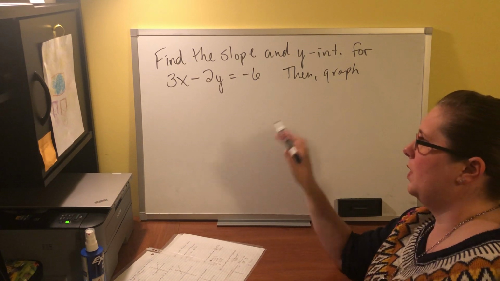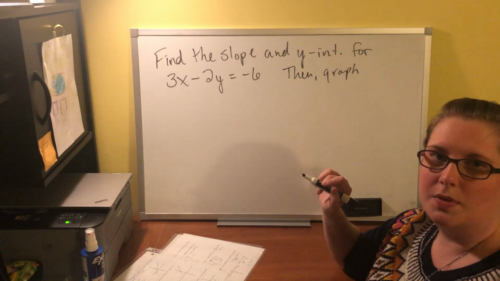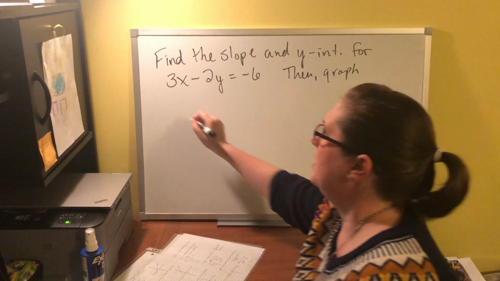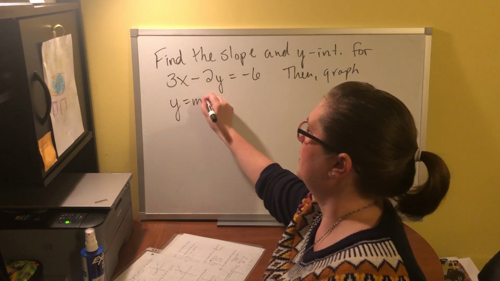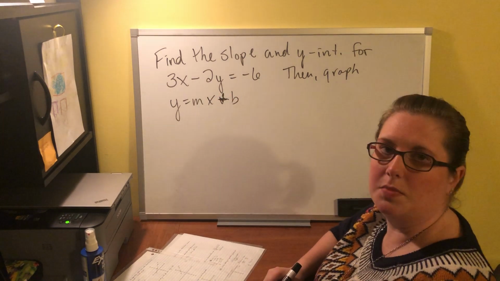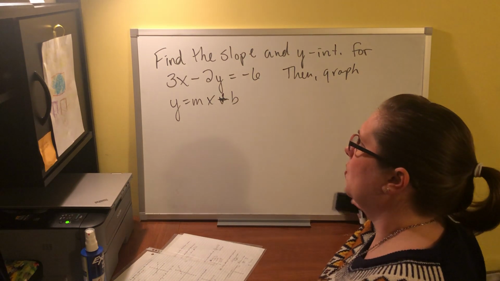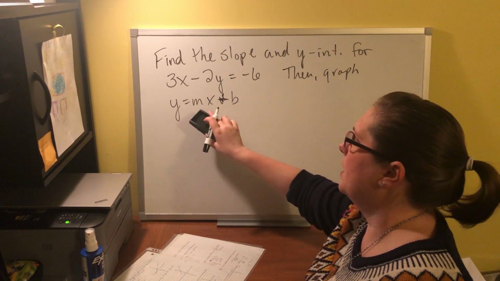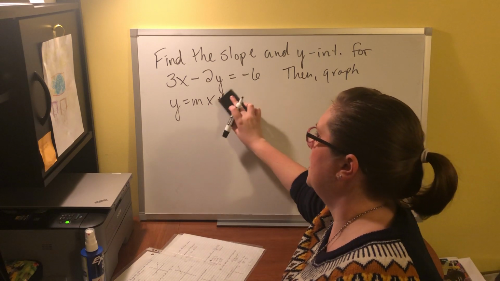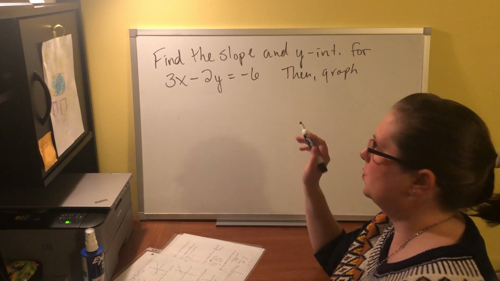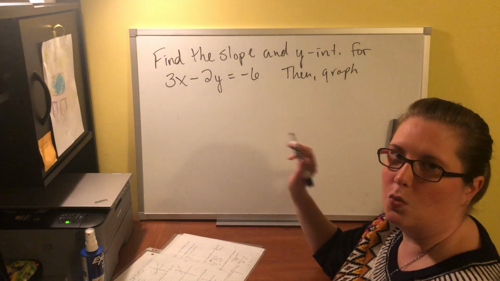Looking at this equation, this is not set up in slope-intercept form, okay? This does not look like y equals mx plus b. We need to change this equation to look like this, so we can easily pick out the slope and the y-intercept. All right, so what we're going to do is solve for y.